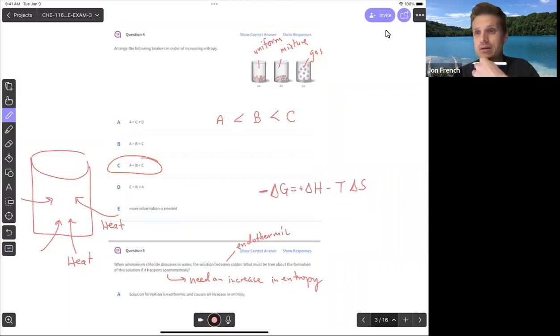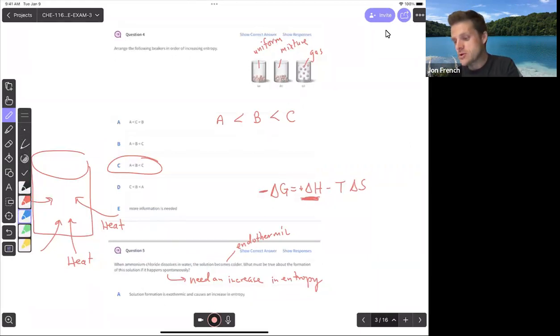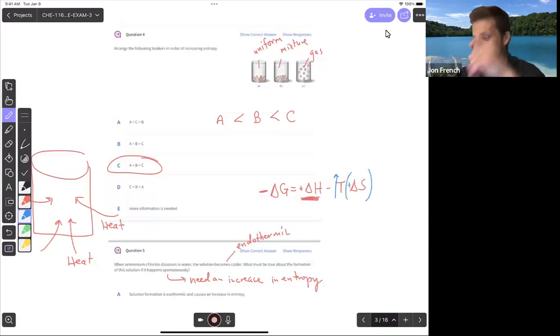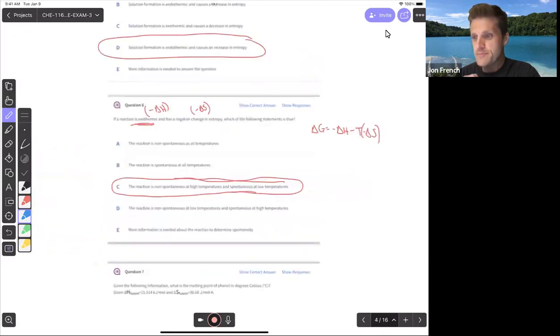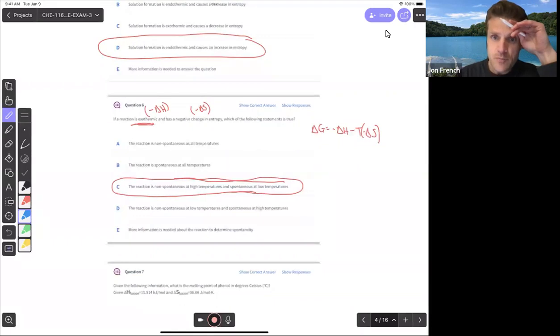So for an endothermic process, in order for that to be spontaneous, we need to have 2 things. We need a high enough temperature, and we need a large enough, positive change in entropy. So for question 5, solution formation is endothermic. We get over that fact because we have a large enough change in entropy. So that outweighs the fact that it's endothermic.